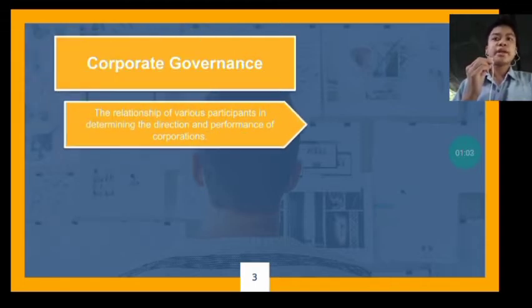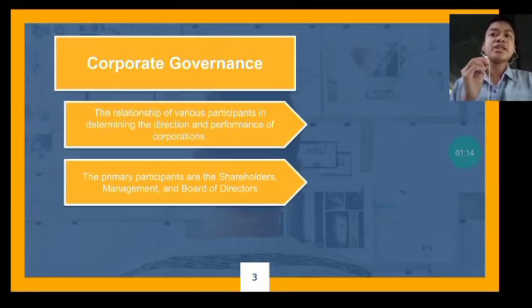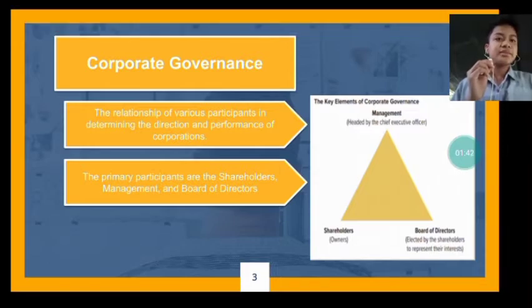So when we say corporate governance, it is the relationship of various participants in determining the direction and performance of a corporation. The primary participants are the shareholders, management, and board of directors. So it means that corporate governance is the internal rules and policies that are used to determine how a company is directed and controlled. Of course, the setting of rules and policies will be steered by the three main pillars mentioned in this picture: the management, shareholders, and board of directors.